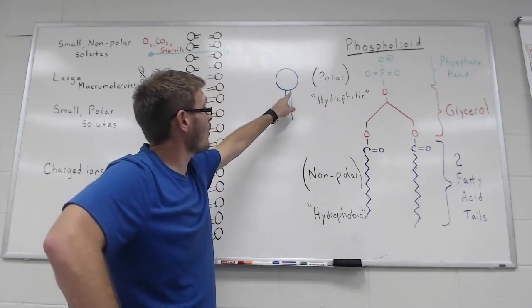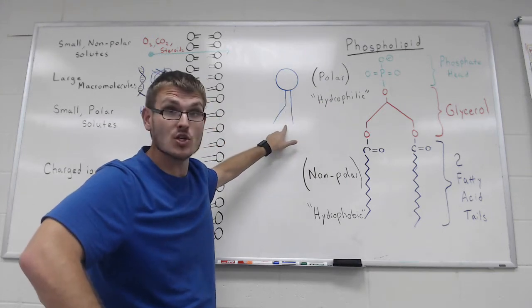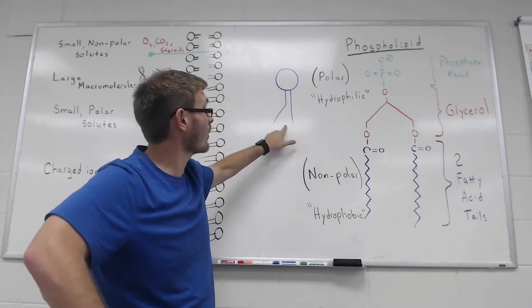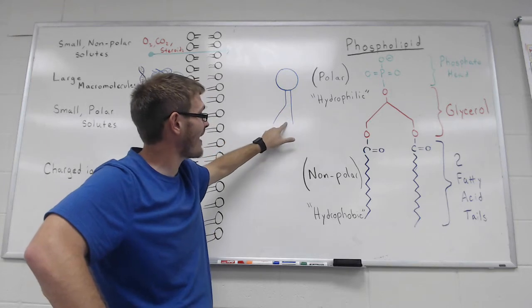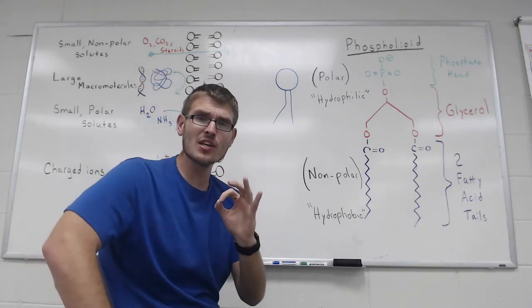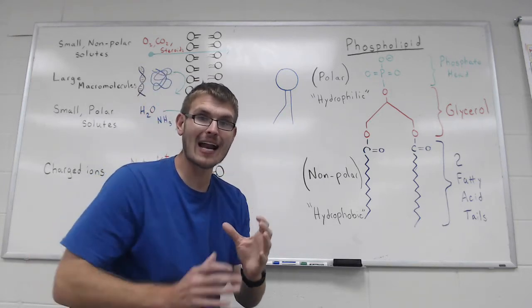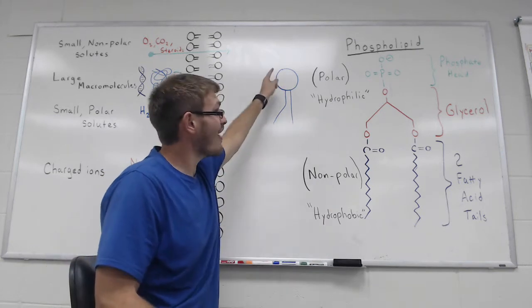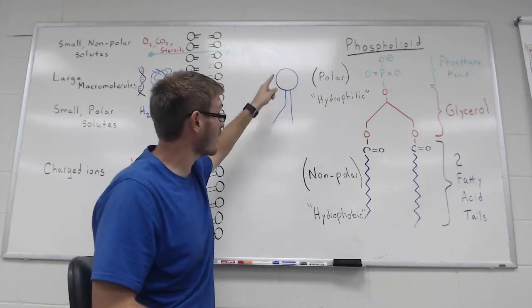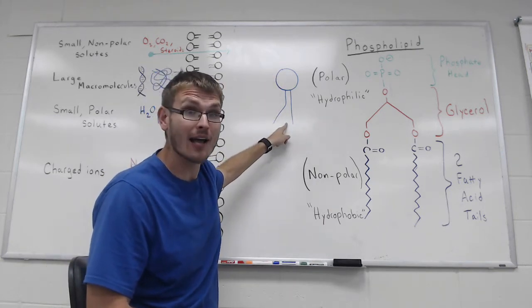So essentially, we've got these phospholipids, which you can see here in this stylized form, where we have the phosphate head and the fatty acid tails. Essentially, you've got this molecule that is kind of being pulled in 2 directions. The head really likes to interact with water, the tails really do not.